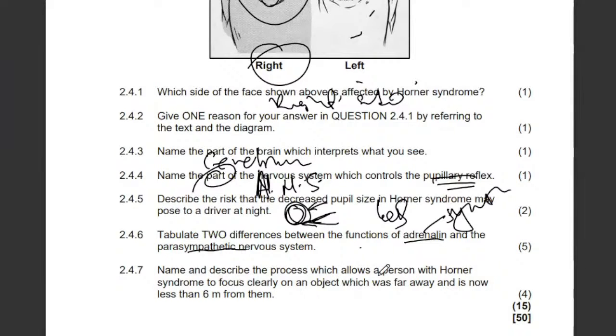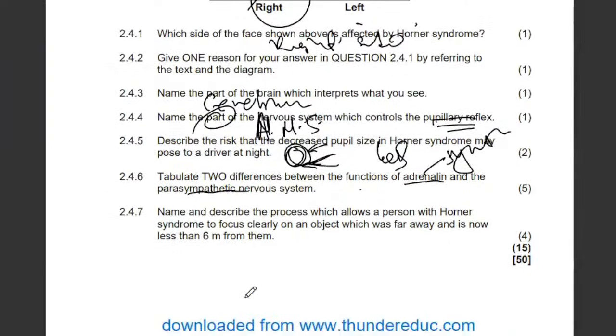Name and describe the process which allowed a person with Hunter's syndrome to focus clearly on an object which was far, and now it is less than 6 meters. So here you explain the nearby object. When you talk about a near object, this is called accommodation. So mentioning accommodation could be a marking point: accommodation for a nearby object. And then you have to explain accommodation.